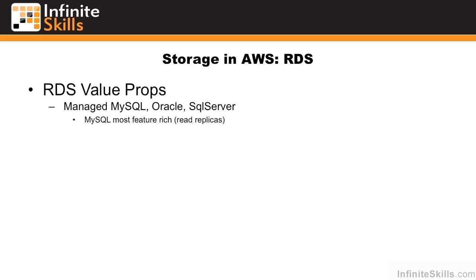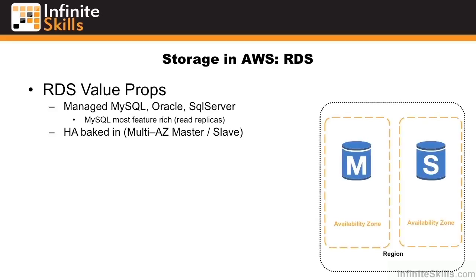If we look at the value props of RDS, it's essentially a managed MySQL, Oracle, or SQL Server. MySQL is the most feature-rich, including the support for read replicas. High availability is baked in. It has multi-AZ master and slaves. If we look how it's deployed inside of a region, we have a master on the left availability zone with a hot standby slave in another availability zone. Disaster recovery is also baked in with backups and real-time snapshots.